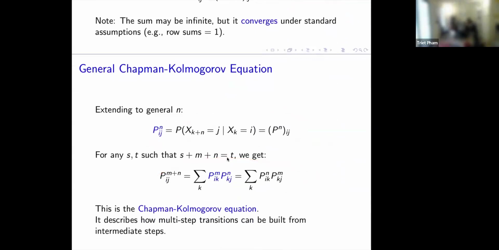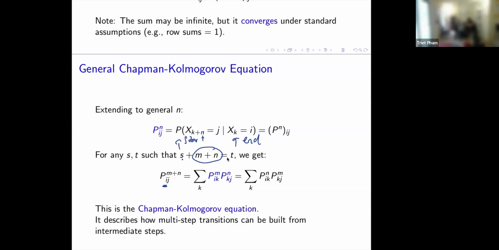So you can generalize. If you want to go from i to j in m plus n steps, you can just go from i to k in n steps, and then k to j in m steps, for all possible k, or the other way around. You understand? Notice that because of time homogeneity, the actual values of s and t don't matter. It's just the gap that matters. So that's m and n.